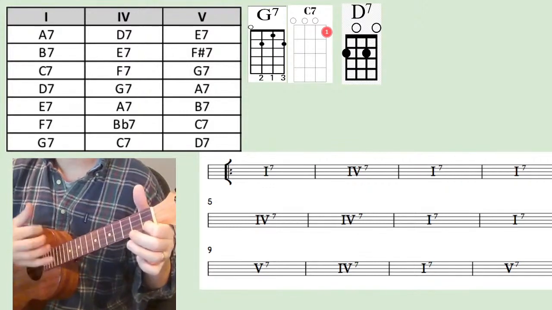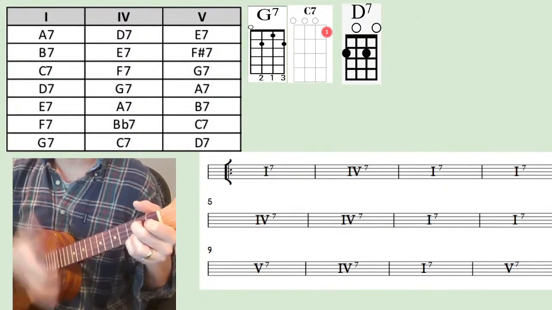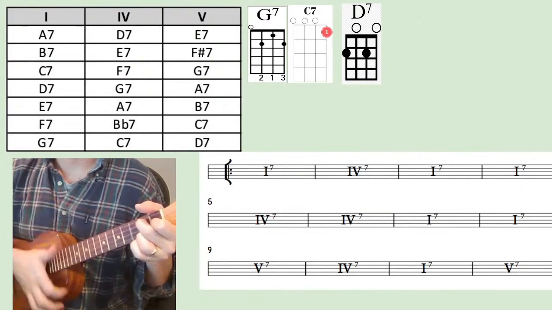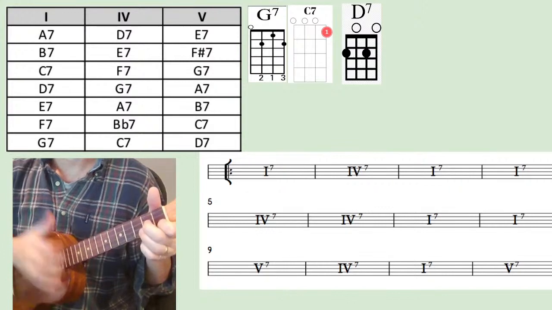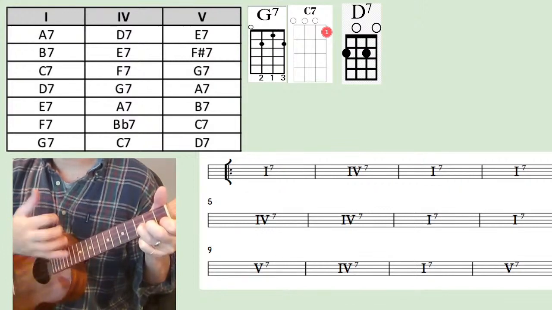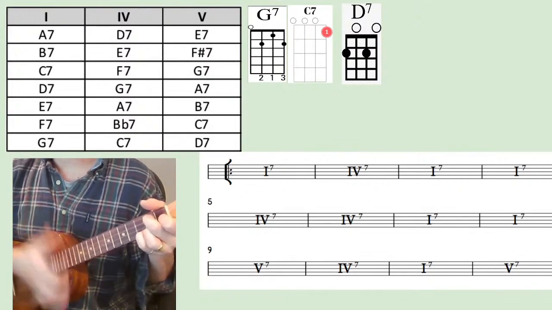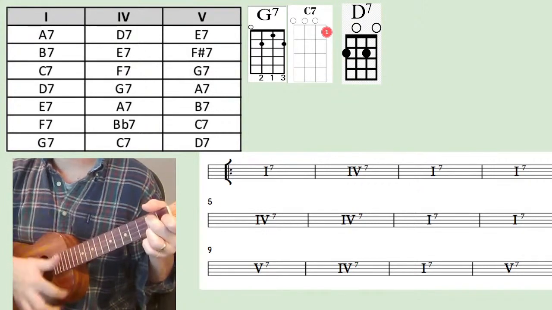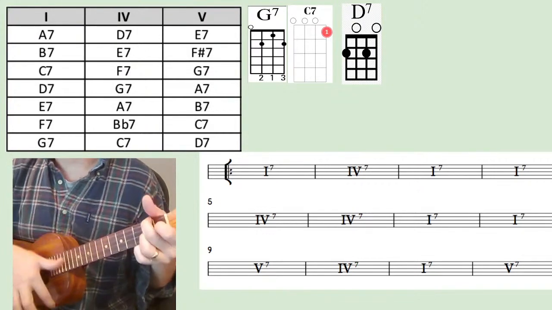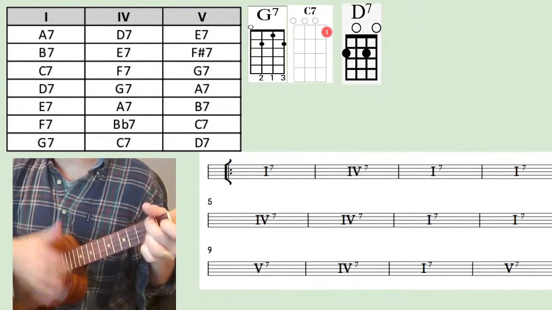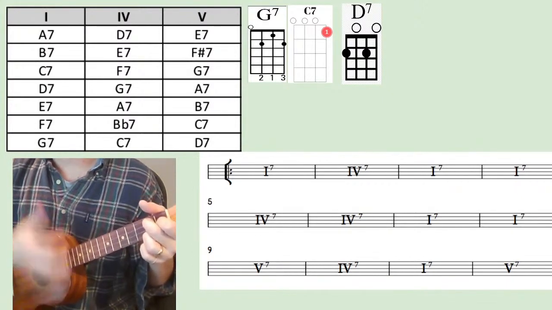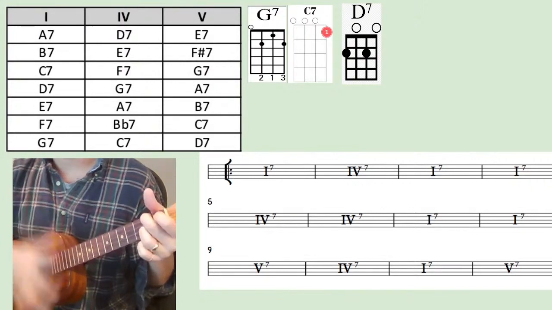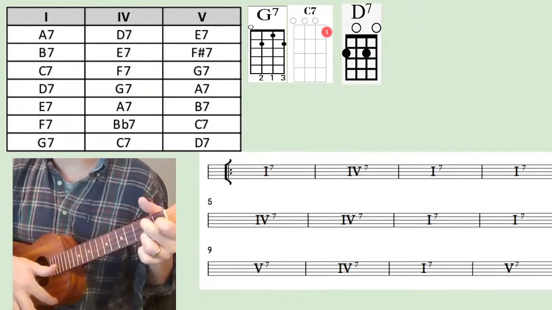C7, G7, C7, G7. Here comes D7. Now C7 and G7. Turn it around on the D7. One more time.